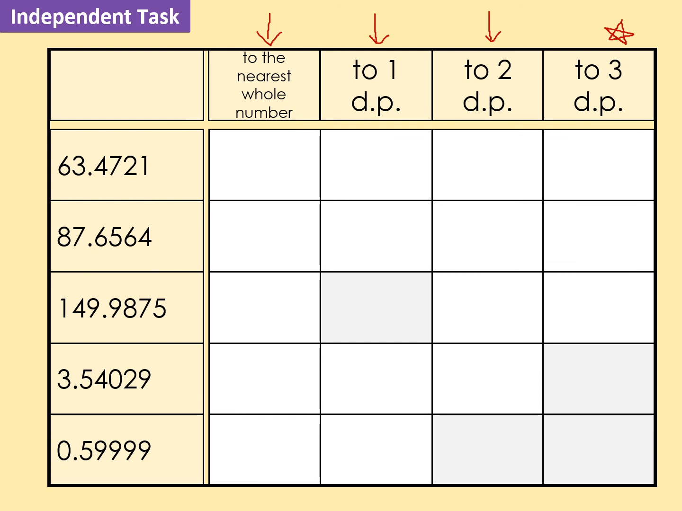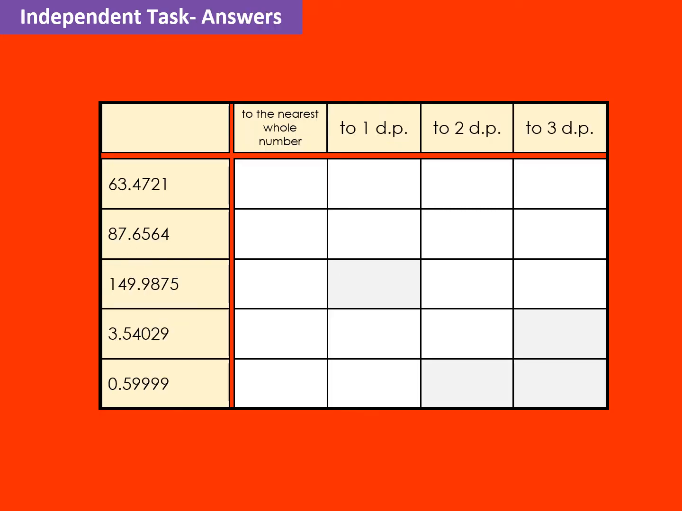So there are 20 questions to have a go at here, because for each number you need to round it to 4 different things. Please have a go at that for the next 5 minutes. You'll probably want to pause the video at this point to attempt a few of these questions. So, well done for having a go at these questions.